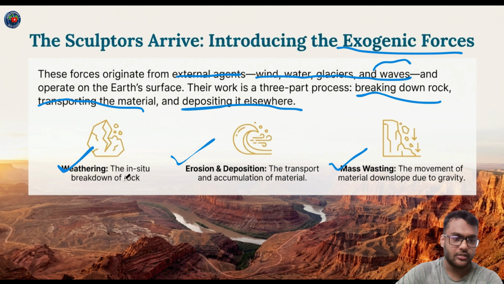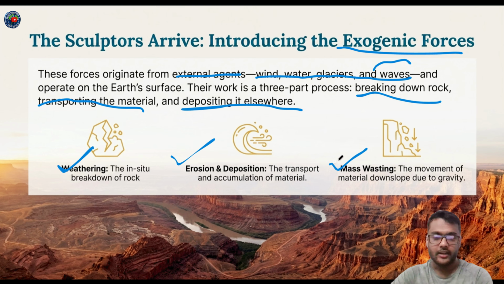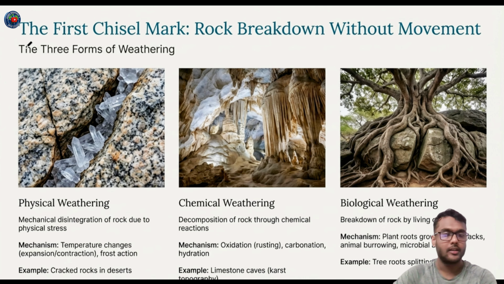Weathering means the in situ breakdown of rock. Erosion and deposition mean the transport and accumulation of material or minerals. And mass wasting means the movement of material downslope due to gravity. This is mass wasting: downslope due to gravity.